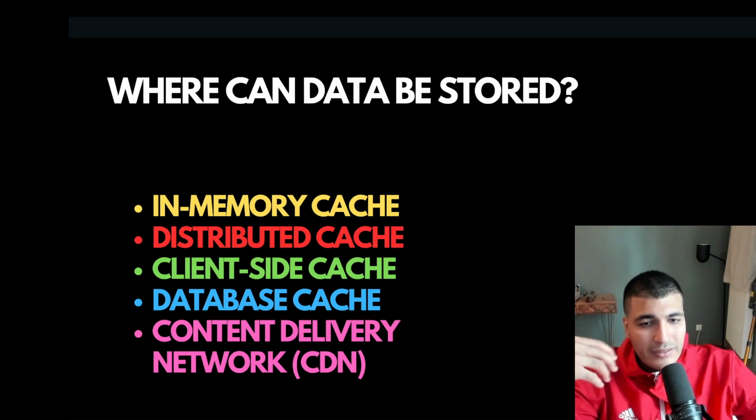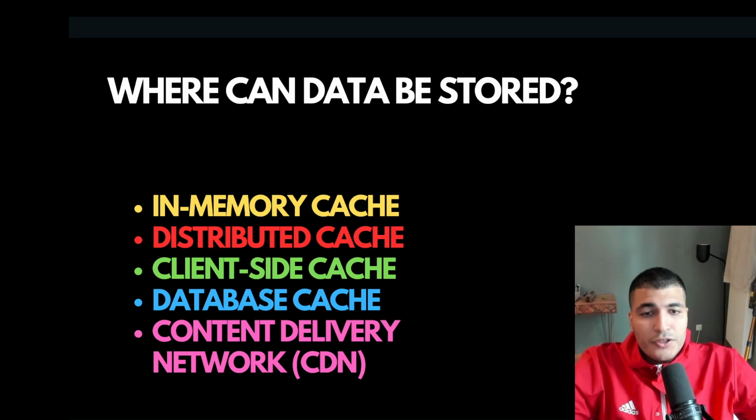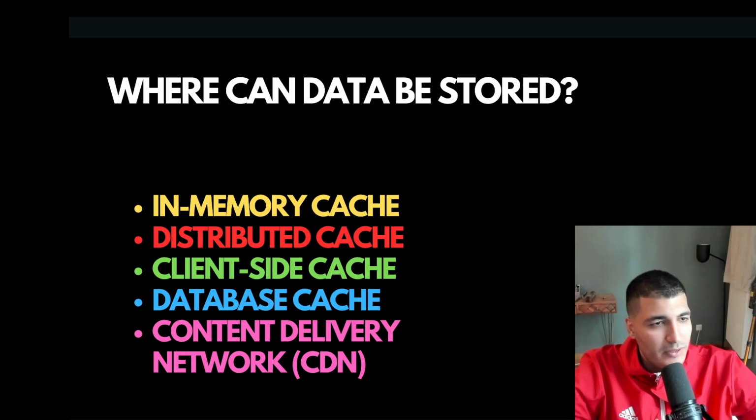Number four, database cache. Many database systems have their own internal caching mechanisms. Database caching involves storing frequently queried database results in an internal cache. This reduces the number of times the database has to execute the same expensive queries, improving its performance and scalability.